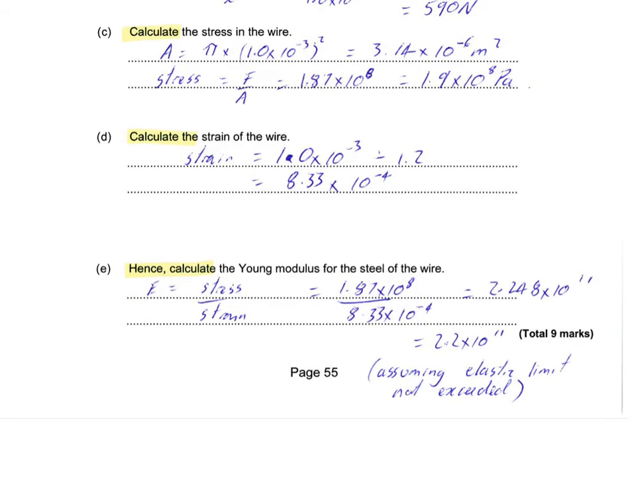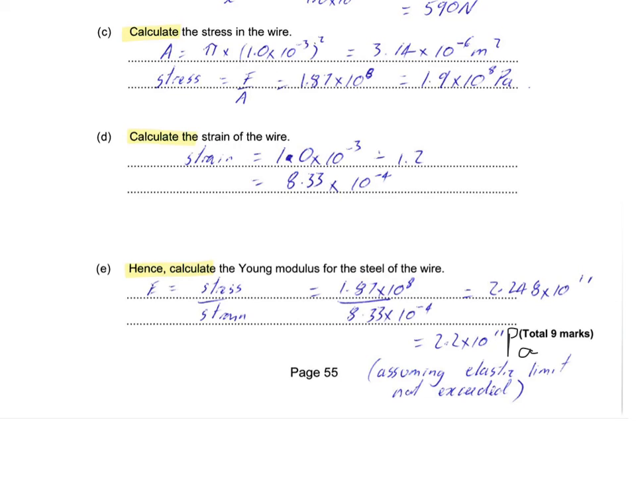Finally, hence, calculate the Young modulus for the steel of the wire, and we've got the E is stress divided by the strain, equal to the stress that we've worked out divided by the strain we've worked out, gives me that value, 2.2 times 10 to the 11. I've not written on units there, that's no good. I should have pascals in there. And again, 1 for the sum, 1 for the answer with units.